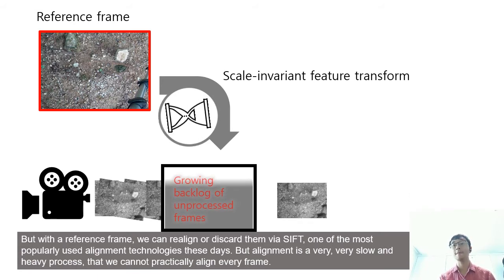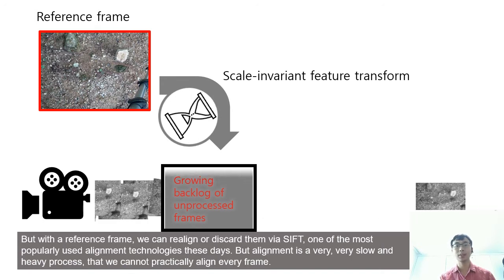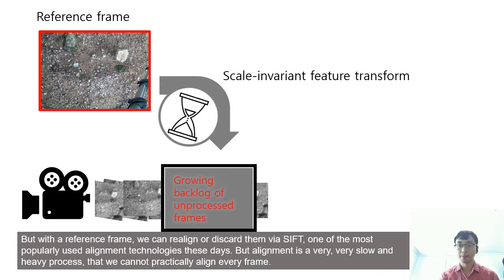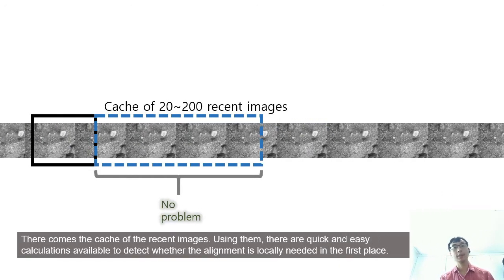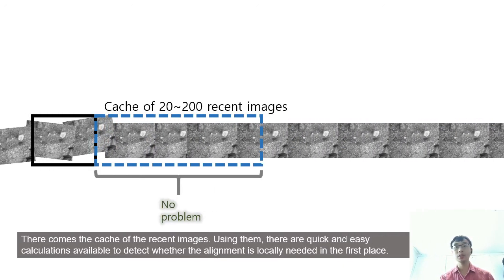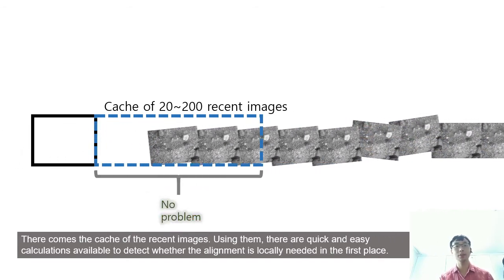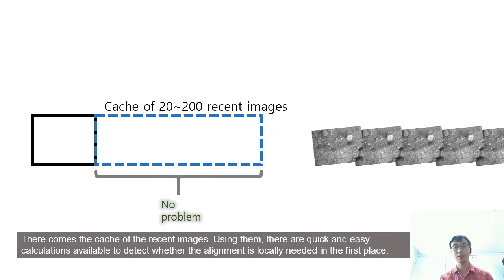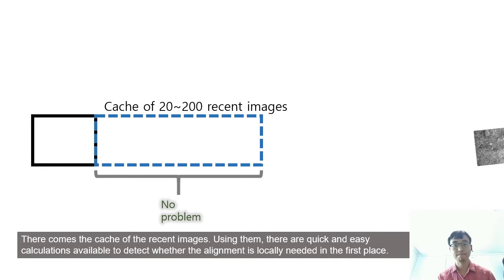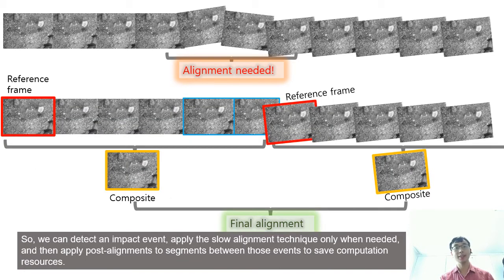But alignment is a very slow and heavy process, so we cannot practically align every frame. There comes the cache of the recent images. Using them, there are quick and easy calculations available to detect whether the alignment is locally needed in the first place. So, we can detect an impact event, apply the slow alignment technique only when needed, and then apply post-alignments to segments between those events to save computation resources.